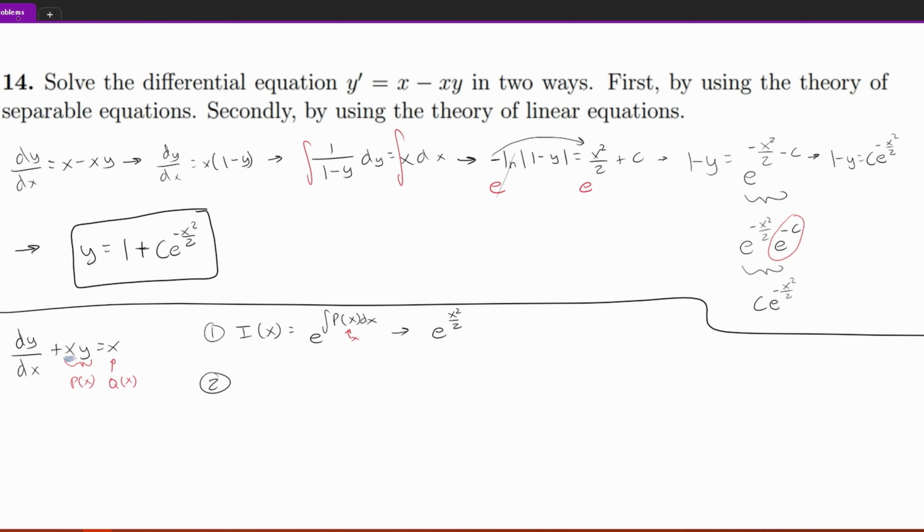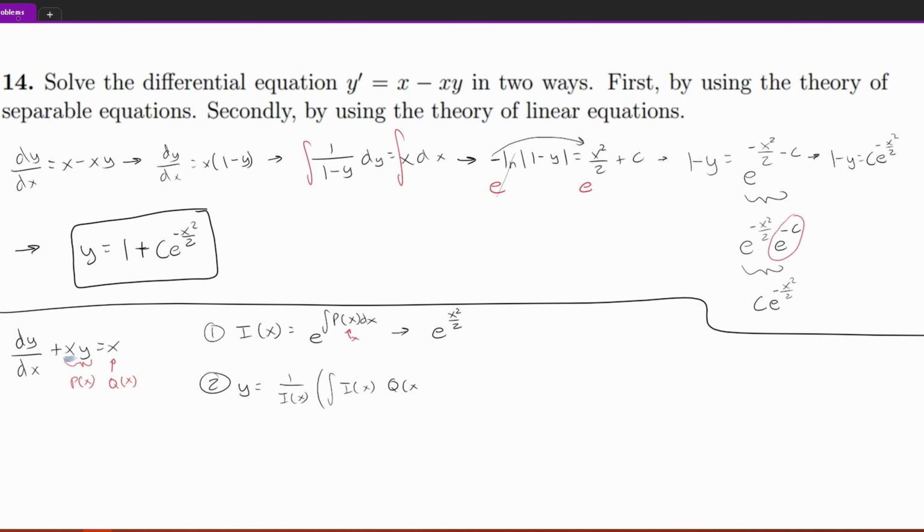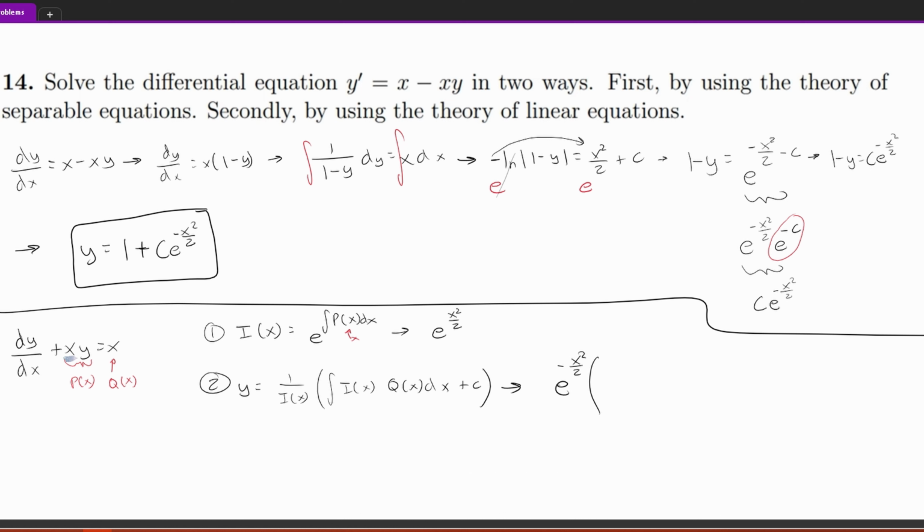Next, we want to use the integrating formula. And the integrating formula says that y is equal to 1 over our I(x), and then this is being multiplied by the integral of our I(x), then we'll have our q(x), then we have our dx, and lastly plus c is going to be inside of here. So to do this, our integrating factor is plugged in. It's going to be 1 over e to the x squared over 2, or you can just write it as e raised to the negative x squared over 2. So we can flip the sign. And then inside of here is where we have our integration.